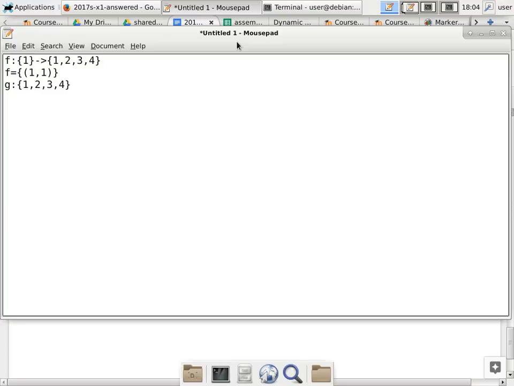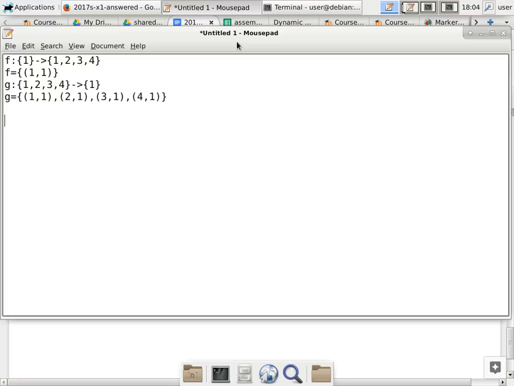Okay, so G is that, and then G can map it to... Can I have something like that? Sure, we can, because now we can define G as a set to be 1 maps to 1, 2 maps to 1, 3 maps to 1, and 4 maps to 1. Is that okay? Why not?